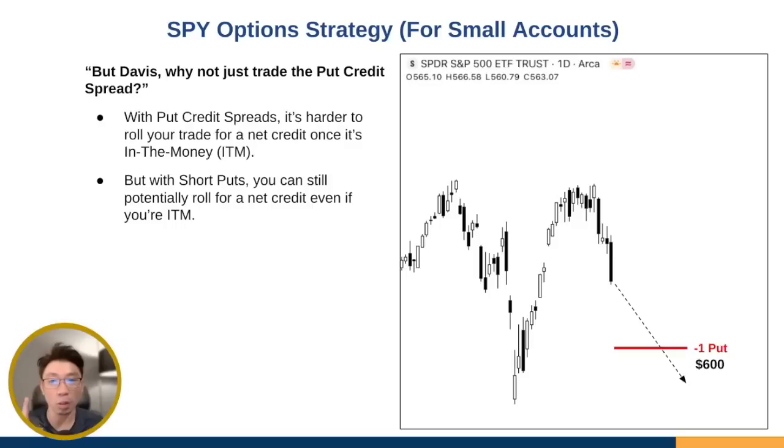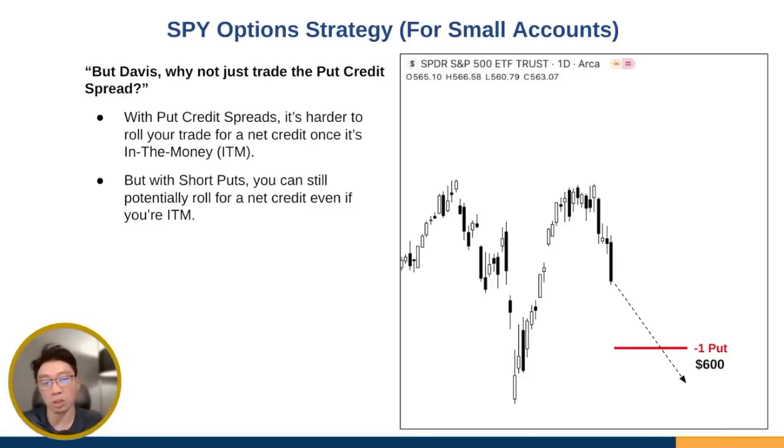However, with the short puts, you can actually still potentially roll for a net credit, even if you're in the money. So this is one of the things that a lot of people like to do, right? Because if you were to roll, in their mind at least, they are actually not really taking a loss. Because every time you roll, if you get a net credit, you actually add on in terms of the potential profits you can make to the existing trade. So this is where the idea of rolling comes in.